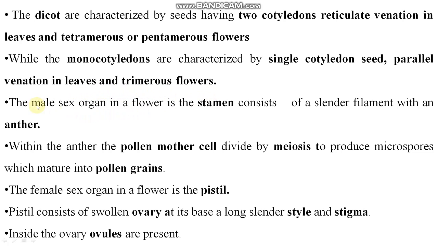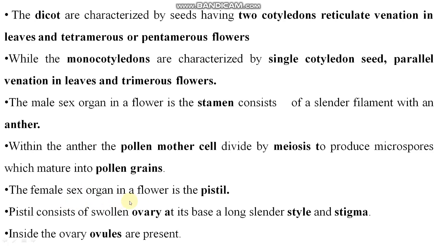Right. So the male sex organ in a flower is the stamen, you know, with a slender filament and an anther. Stamen is actually the anther. Within the anther, the pollen mother cells divide by meiosis to produce microspores, which mature into pollen grains. You have seen the pollen grains.